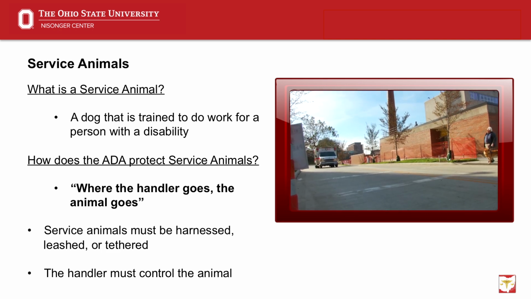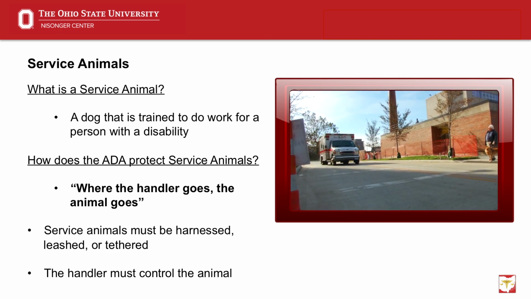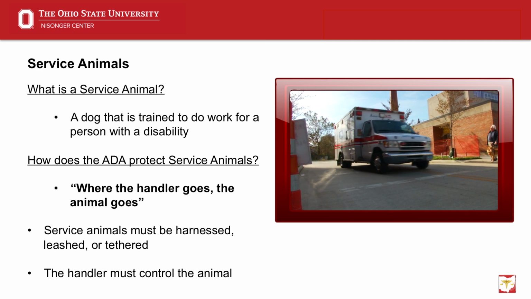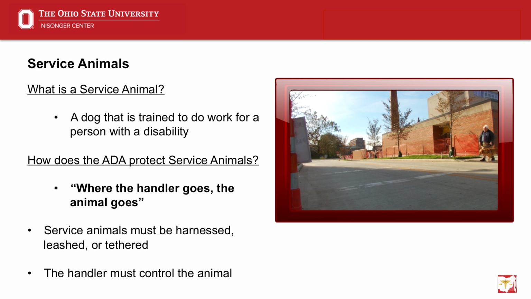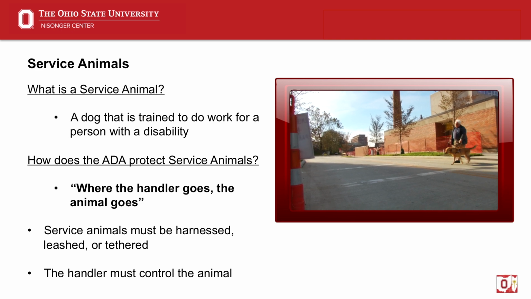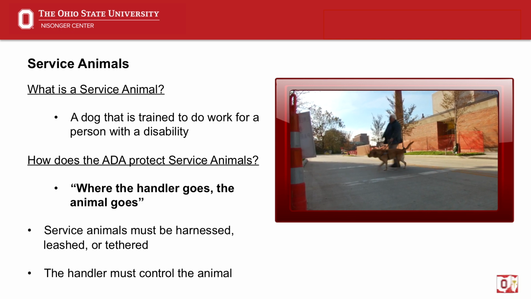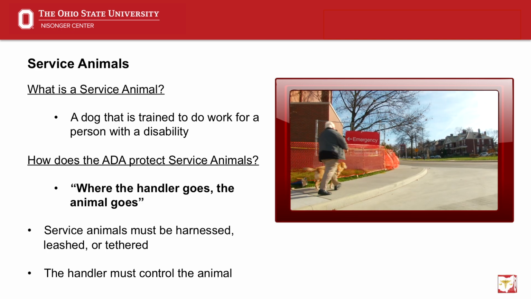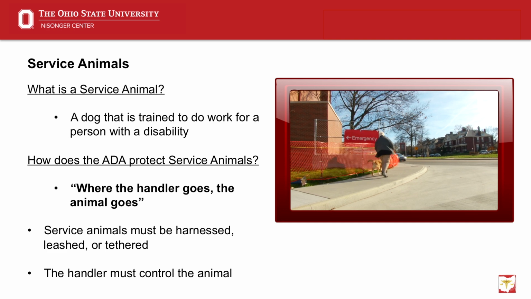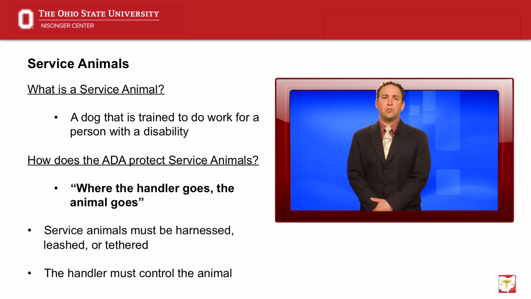Under the ADA, state and local governments, businesses, and nonprofit organizations that serve the public generally must allow service animals to accompany people with disabilities in all areas of the facility where the public is normally allowed to go, including shelters. In short, where the handler goes, the animal goes. This includes public vehicles and shelters.